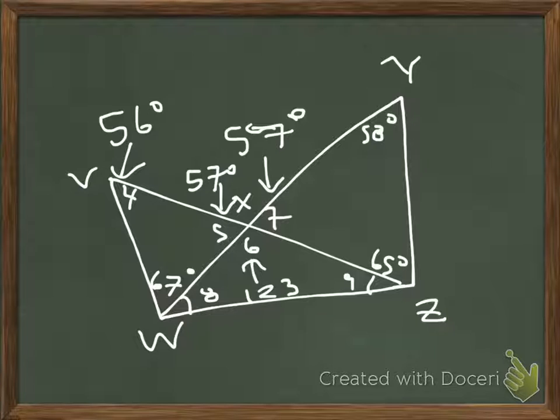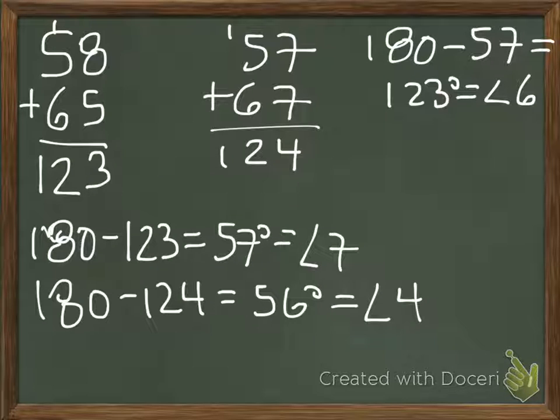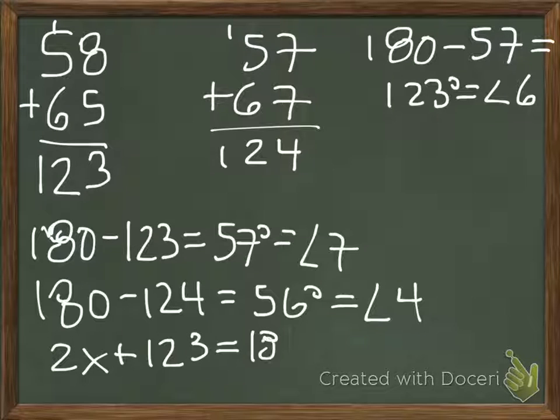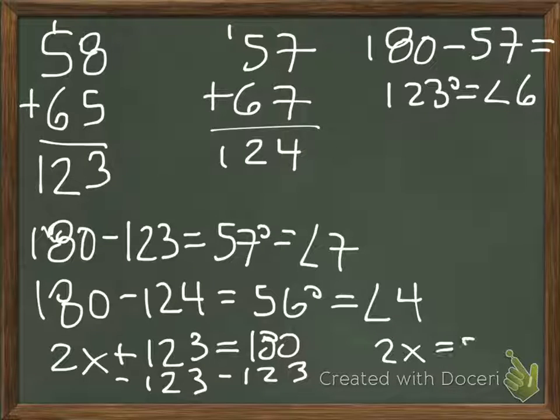And since they've labeled angles 8 and 9 as the same, we're going to use a variable here. Let's say they're both x, and put them all equal to 180 for triangle WXZ. So we have x plus 123 plus x, or 2x plus 123. And we know that it has to equal 180. So now we're just going to solve for x. That gives me 2x equals 57.